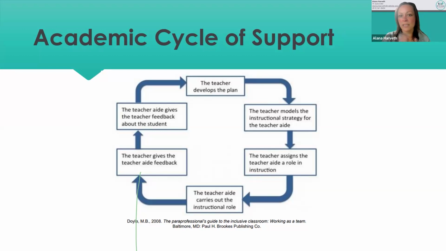That is the academic cycle of support. And then the teacher can decide, is this working for the student, or do I need to change the instructional strategy for those students? And then we can kind of do it again in that way.